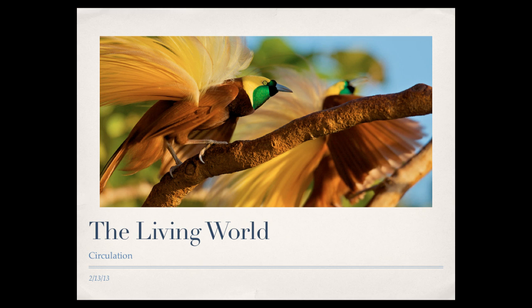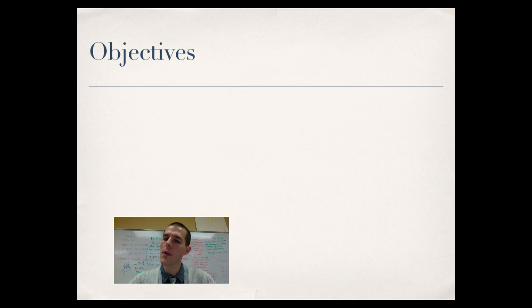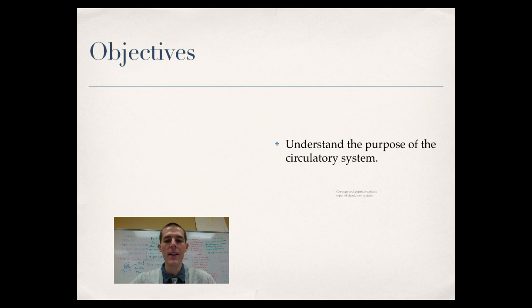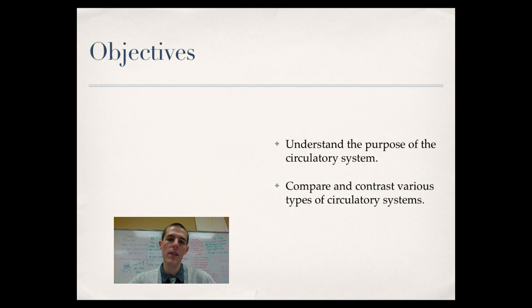Let me get your objectives and then we'll get going. By the end of the video, here's the things that I need you to know or be able to do. First up, understand the purpose of the circulatory system. Second is to compare and contrast various types of circulatory system. And finally, discuss various cardiovascular diseases.